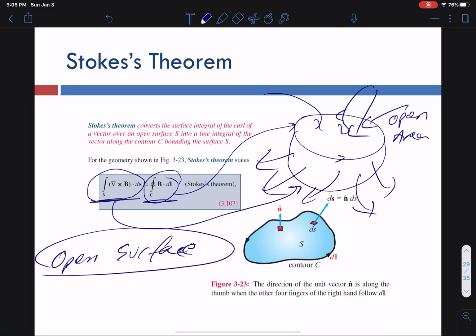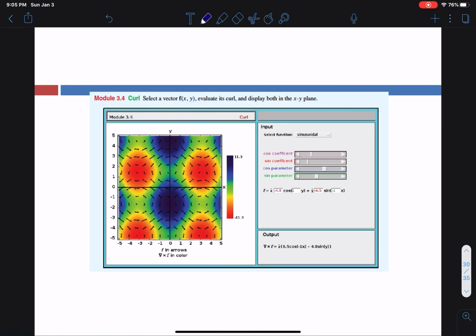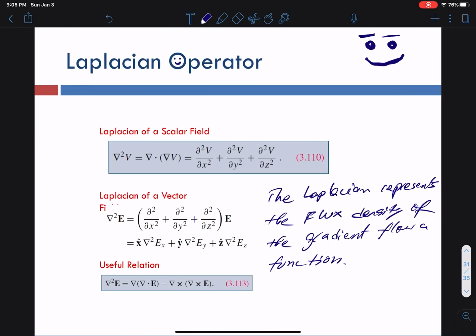We're going to do a couple of problems in class on how to apply Stokes theorem, as well as the gradient and divergence theorems. I'll also show you some simulation in class, how it works.